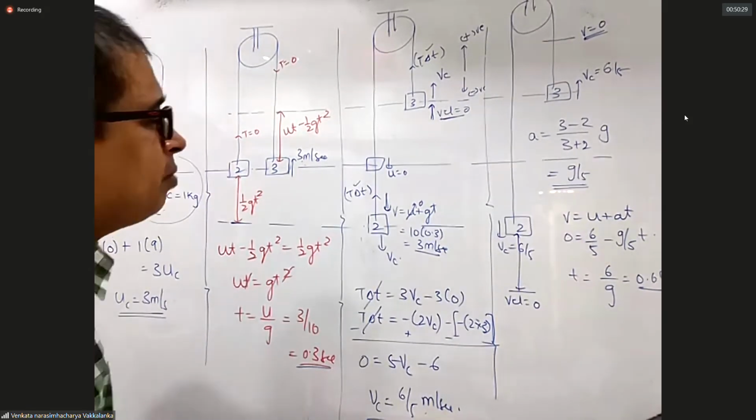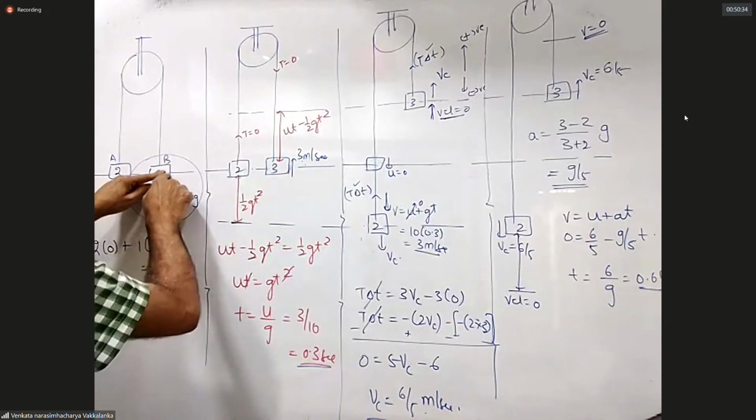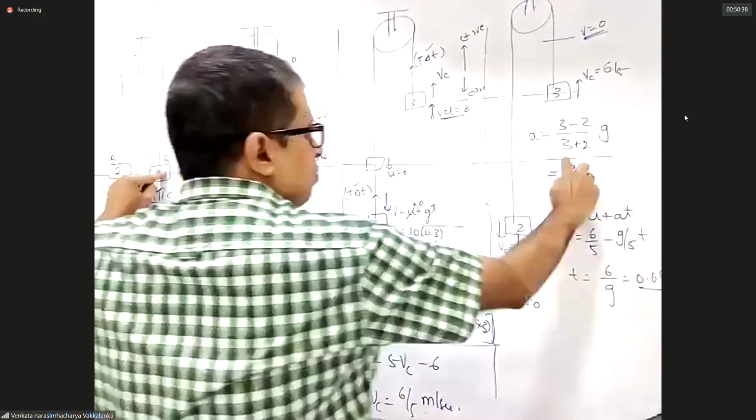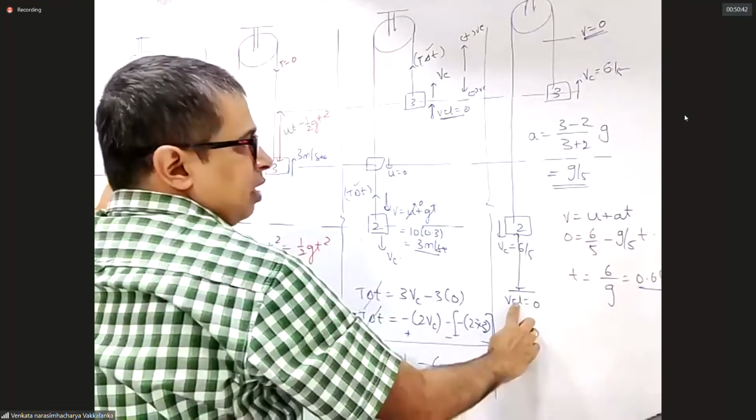Now the second part he is asking, what is the maximum height to which it goes? This 3 kg mass, from here, it reaches till this height. That means from here till this height. आप ये height calculate करो, similarly this distance calculate करो.